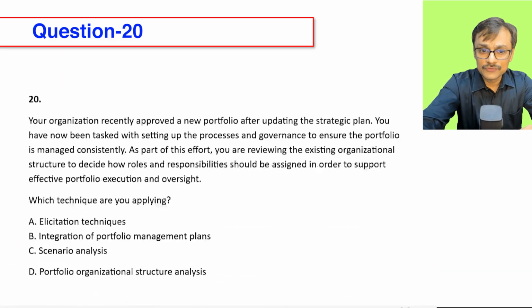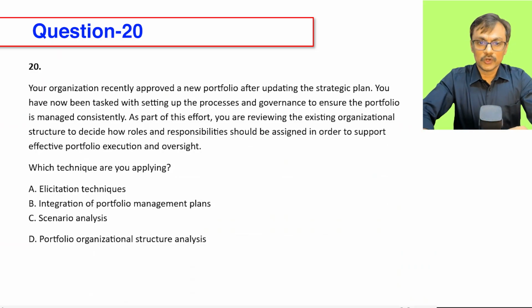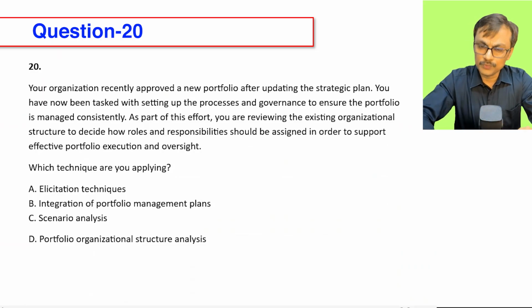Final question for this domain, and we will complete the 20 questions. Your organization recently approved a new portfolio after updating the strategic plan. You have now been tasked with setting up the process and governance to ensure the portfolio is managed consistently. As a part of this effort, you are reviewing the existing organization structure to decide how roles and responsibilities should be aligned in order to support effective portfolio execution and oversight. Which technique are you applying?